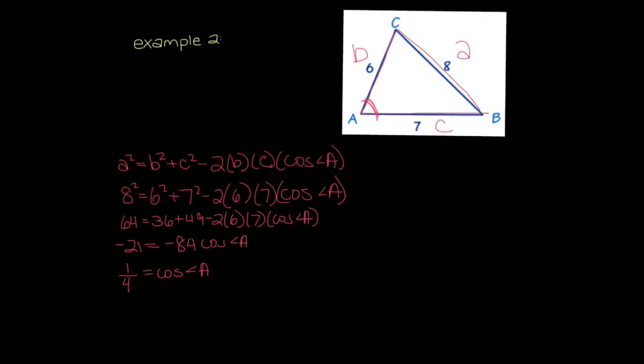Skipping ahead a few steps, we find that the measure of angle A is equal to the inverse cosine of 1/4, which is approximately 75.52 degrees.